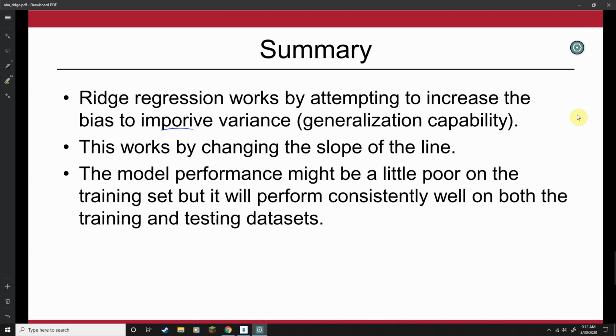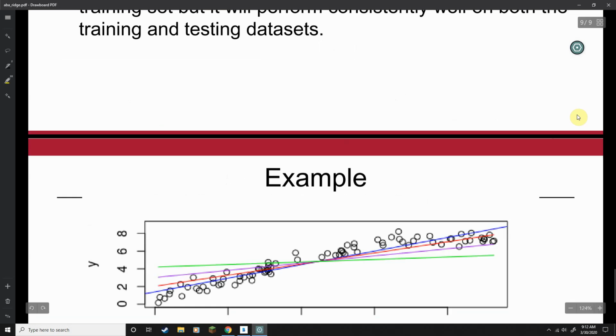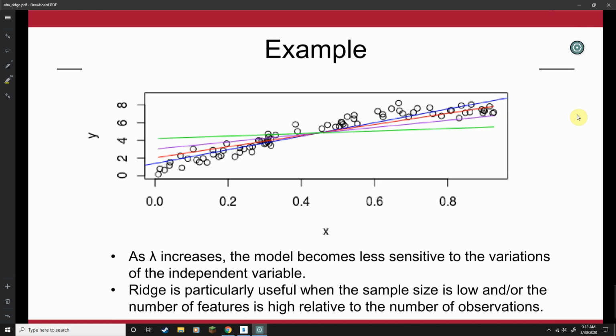How does this work? This works by changing the slope of the line. You're minimizing a different function, you're getting a different line, but ideally that line will generalize better than the least squares line. The model performance might be a little poor on a training set. That is, least squares is going to beat it on the training set, but it should perform consistently well on both the training and testing data sets. Here's an example.